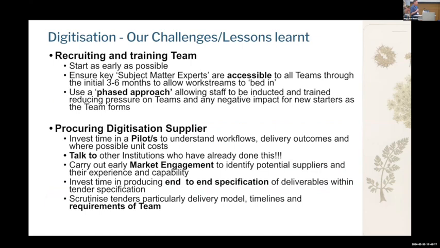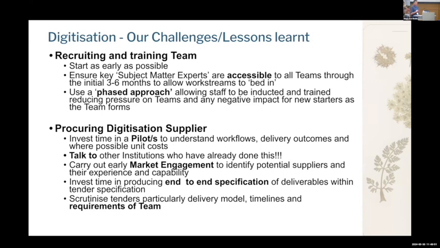I could talk at length about this, but in a nutshell, we've got a 4-year time frame to get this done. So recruitment and training a team of fresh new staff to come in, to take images, to transcribe or QA the transcription work was a massive undertaking. All I would say is start early, identify your subject matter experts very early, and get them involved in the project as early as possible. And that will allow work processes to bed in quickly.